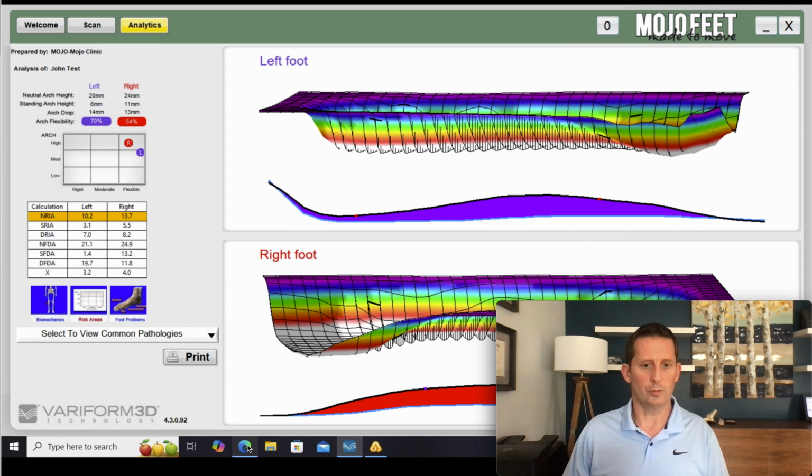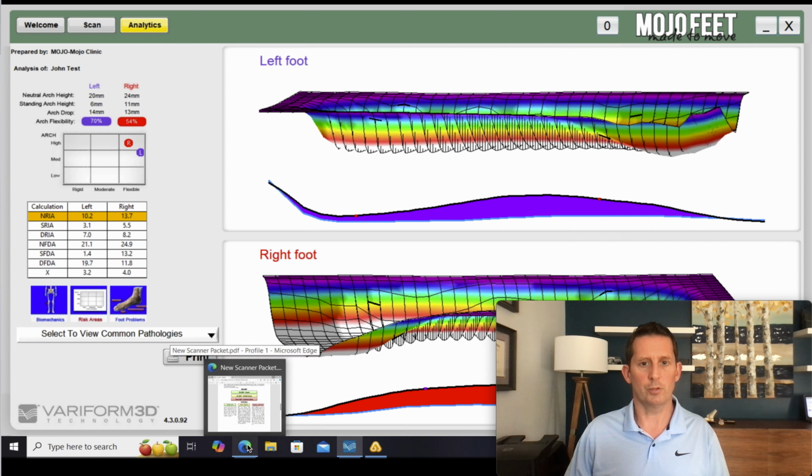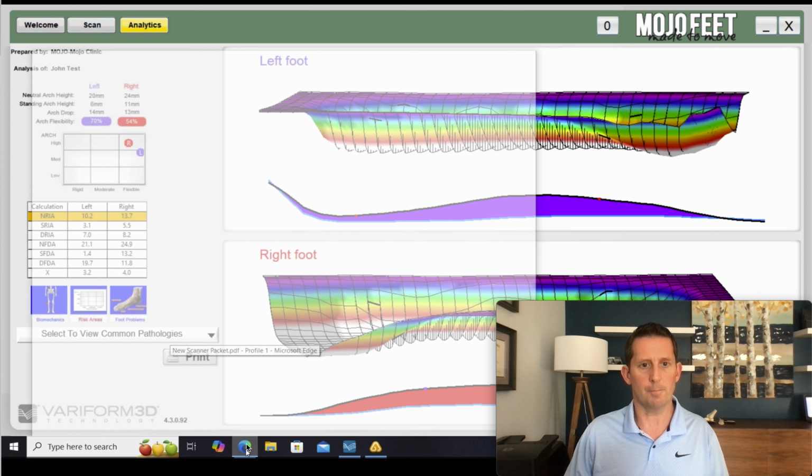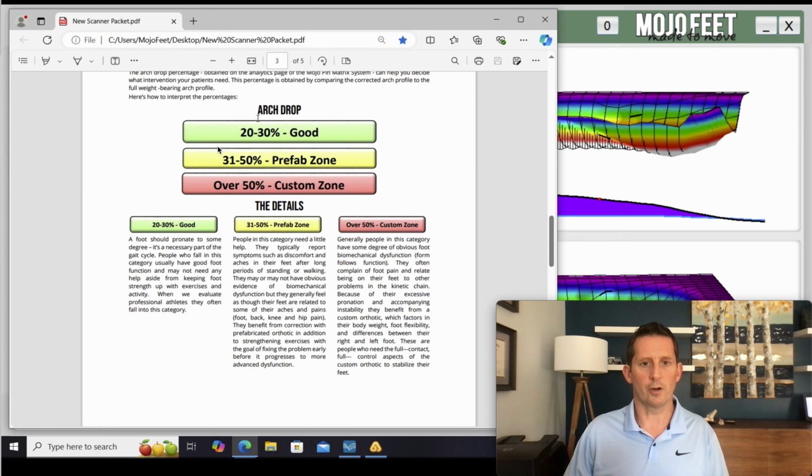What that correlates to is a chart you were given, which I'm going to bring up, which is in our new scanner packet on the desktop. It's the arch drop percentages. You can see that when a patient collapses 20 or 30%, we're going to call that pretty good. Your foot should collapse when you pronate, right? It's a normal part of the gait cycle, even though pronation kind of gets a bad name. It's one of the ways we shock absorb, right? And transfer energy, including some of the other flexions like ankle dorsiflexion and knee flexion. Foot pronation is part of that package that helps us shock absorb. So some of it is normal.